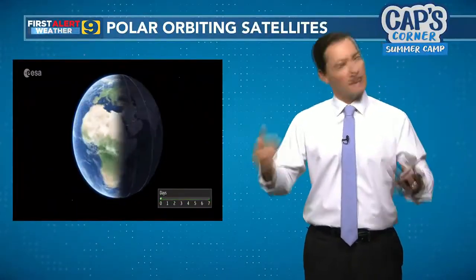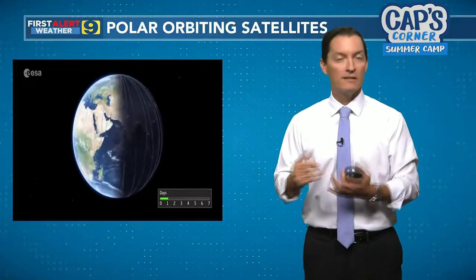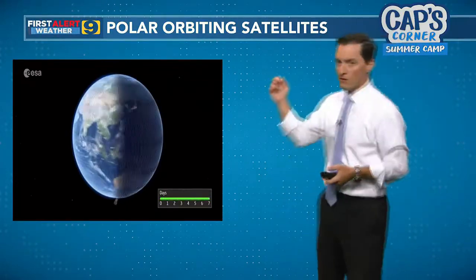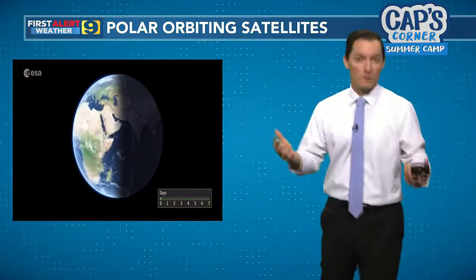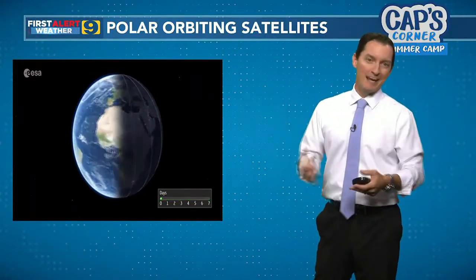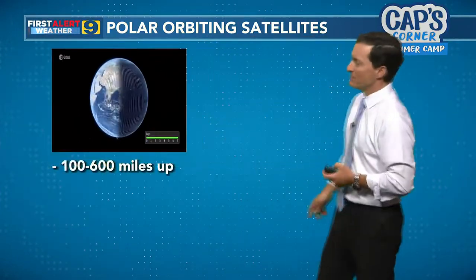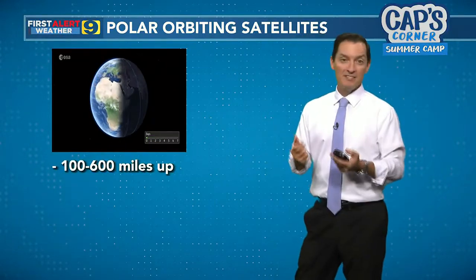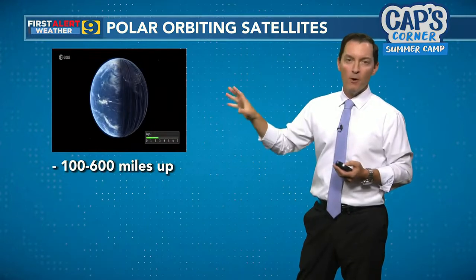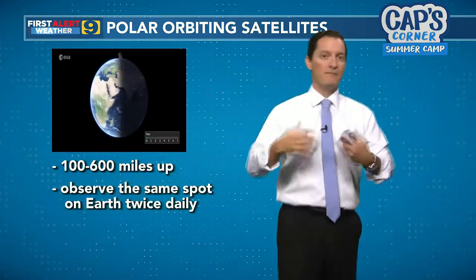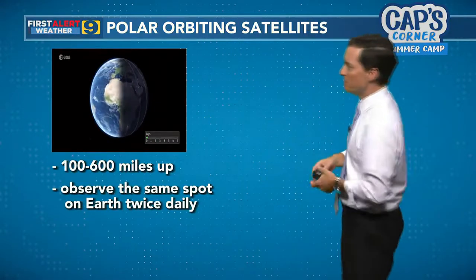Another type that we use a little less frequently in weather, but we still use, is called a polar orbiting satellite. So what's a polar orbiting satellite? Well, as the name implies, it is one that actually goes over the poles. That's what this animation is showing us here. Remember, our geostationary satellites are about 22,000 miles up above us. The polar orbiting satellites are only 100 to 600 miles above the surface of the Earth, typically speaking.